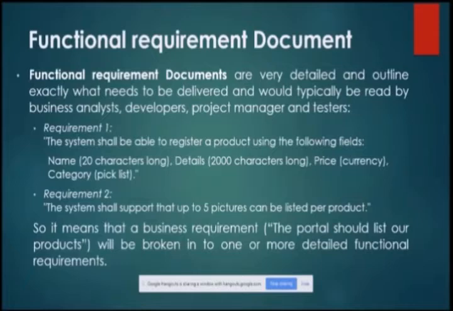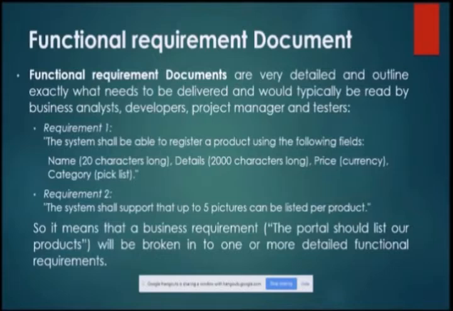For example, requirement 1, look at this simple example. The system shall be able to register a product using the following fields: name, 20 characters long; details, 2000 characters long; price should be a currency type; category, there should be a pickup list from the categories. This is a very good example of a functional requirement.